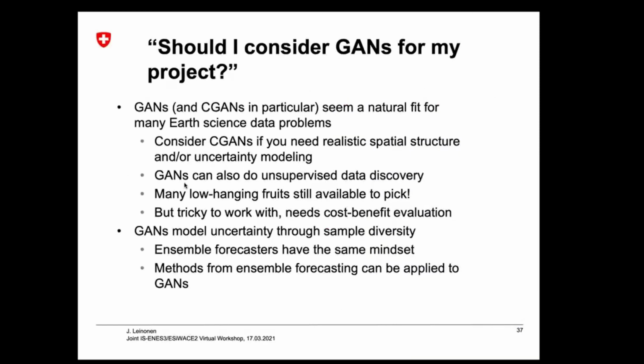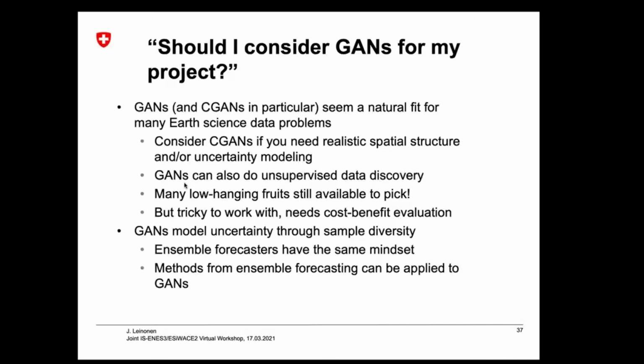Okay, so we're getting close to the end of the talk. So I'd like to conclude with these notes for those people who are thinking if they should consider GANs for their own work. To me, it seems GANs, and in particular these conditional GANs, are a natural fit for quite a few earth science data problems. So you should consider them if you need this kind of realistic spatial structure, and if the uncertainty aspect of the data problem is important for you, which it often is in this context of earth science data.